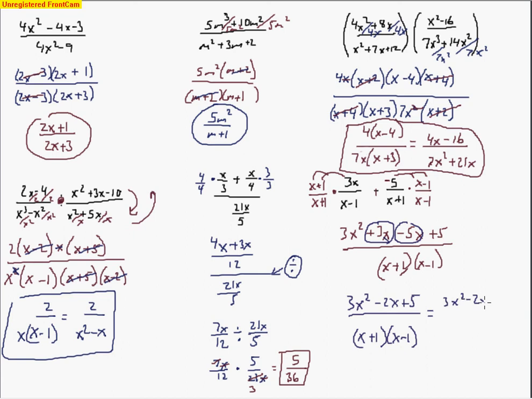So you can leave the answer like this, or you could even rewrite it as 3x squared minus 2x plus 5, and then multiply out those two binomials. Happens to be a difference of squares, so the outside and inside terms cancel. So either way would be fine.